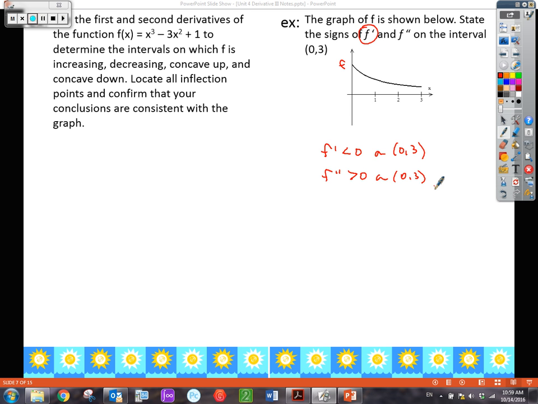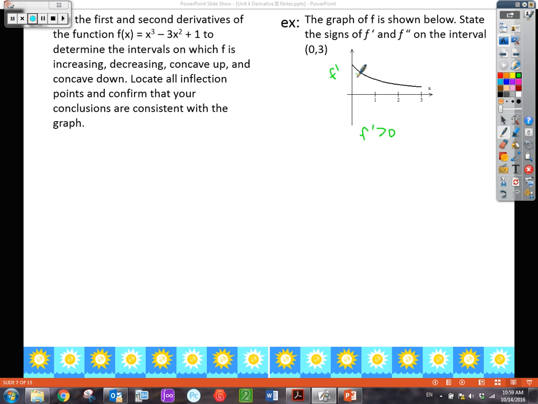Now I want to give you a caution, because you also will have to interpret things using a graph of the first derivative. So let's just practice that real quick. Let's pretend that this is the first derivative. How would I look at it? The sign of the first derivative, that's all positive. So f prime would be greater than 0 if this were the first derivative.